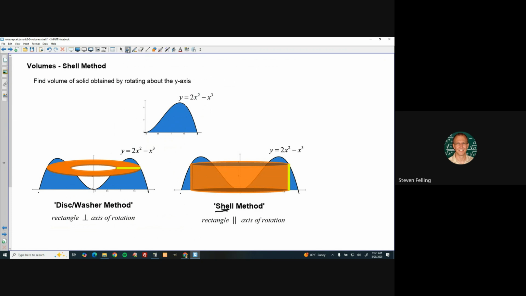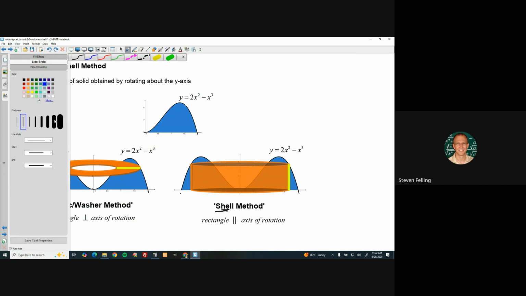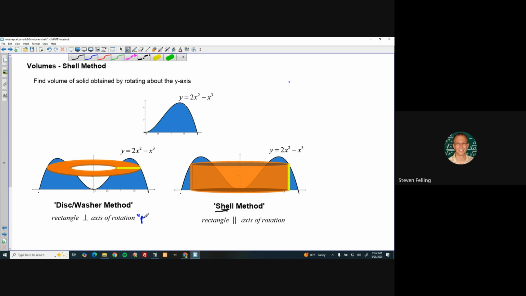There's a couple things to know about this too. In the disk method, the rectangle is perpendicular to the axis of rotation. We have our little phrase, perpendicular, to remember that. I know it's corny, but it works. We go parallel to the axis of rotation for the shell method. The little word we can remember for that is parashell. Shell is parashell, so parallel; disk is perpendicular.